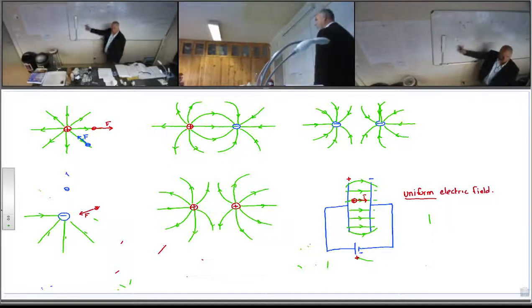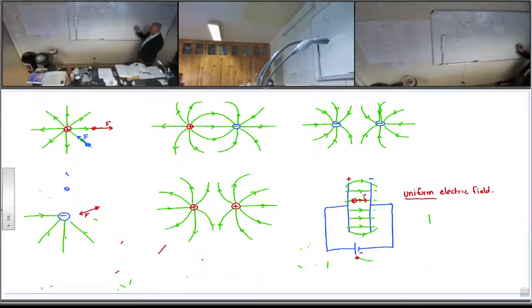So this gets quite complex. This is a nice simple way. That's why this is important. They use it quite a lot in science. Right, all happy with that?